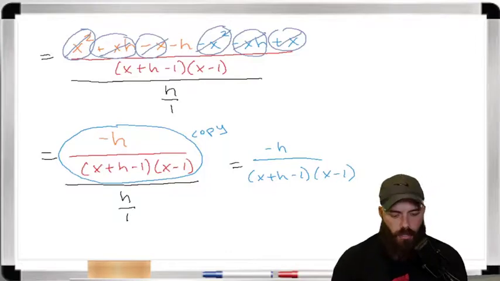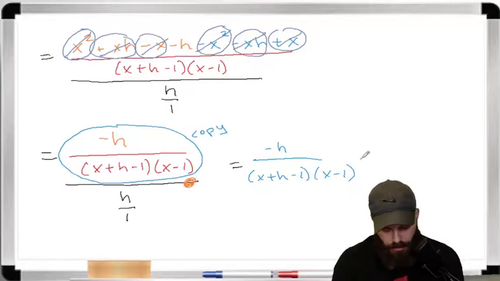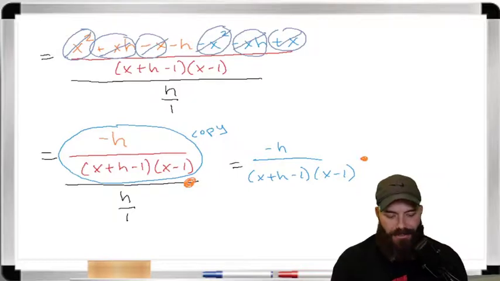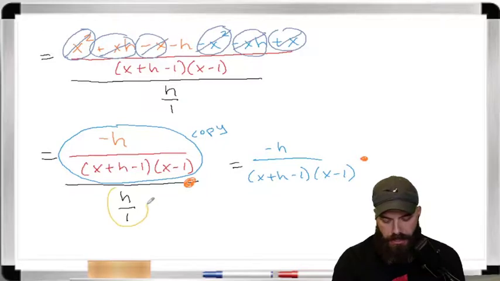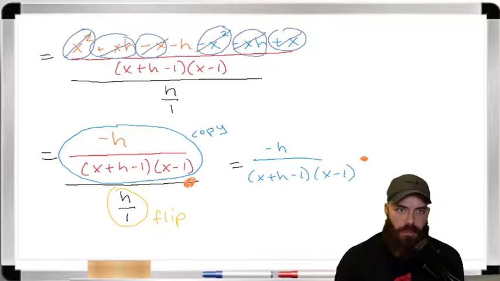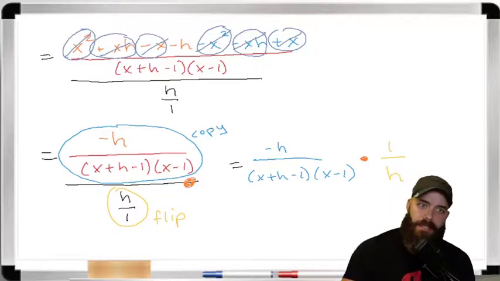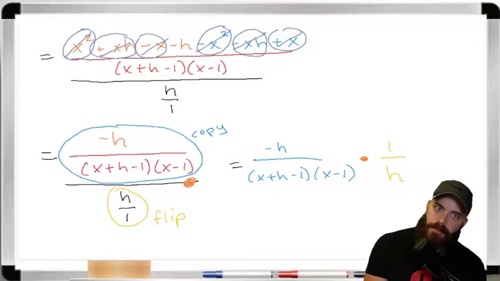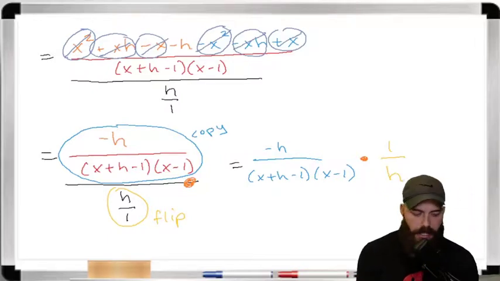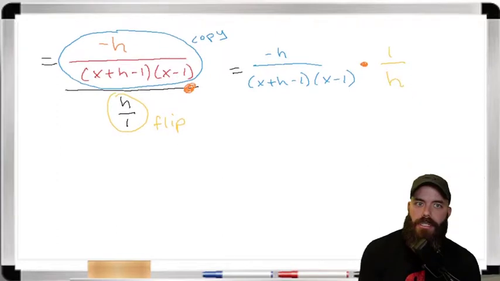And then change. That means to take the division symbol right here and change it to multiplication. And then flip simply means to take this fraction and flip it. So essentially we're multiplying by the reciprocal. So when I flip h over 1, I get 1 over h. Okay, so let's go down on the screen and let's finish this out.